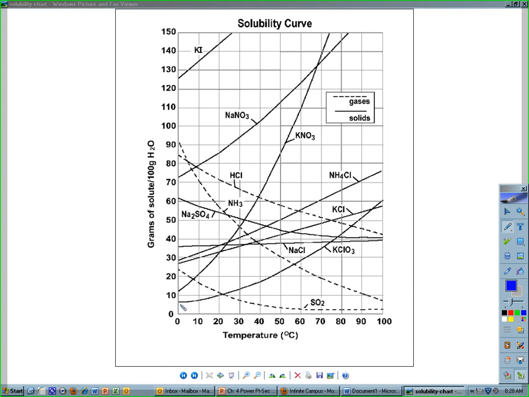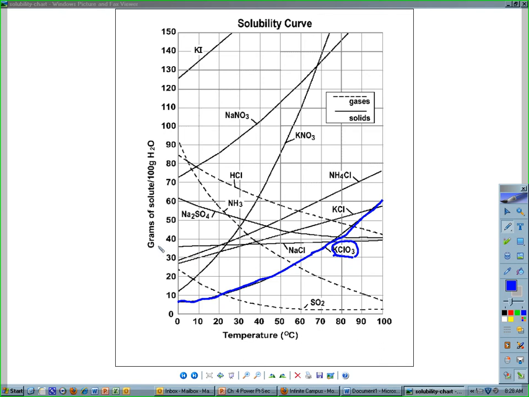All right, what you do is you pick a line. So here I'm going to pick this line right here. Do you see this line that I'm tracing? All right. This line right here is the line for the compound potassium chlorate, KClO3. Everybody with me so far? All right. The type of questions that I would ask about this chart would be, how many grams of solute will dissolve at 20 degrees for potassium chlorate?